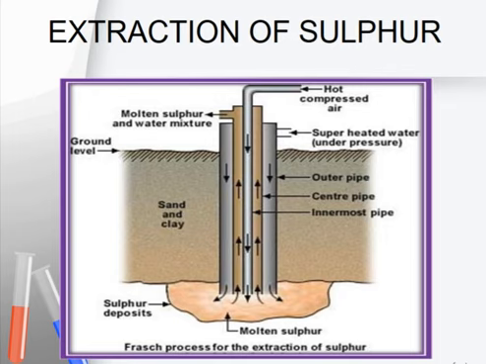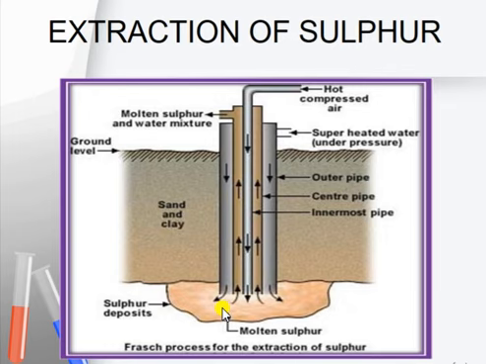Now, since sulfur is found below the Earth's surface, this is the ground level. Sulfur is found somewhere around this place, which is below the Earth's surface. A hole about 30 centimeter diameter is drilled through the soil layers to the sulfur bed, that is the sulfur deposits below the Earth's surface.